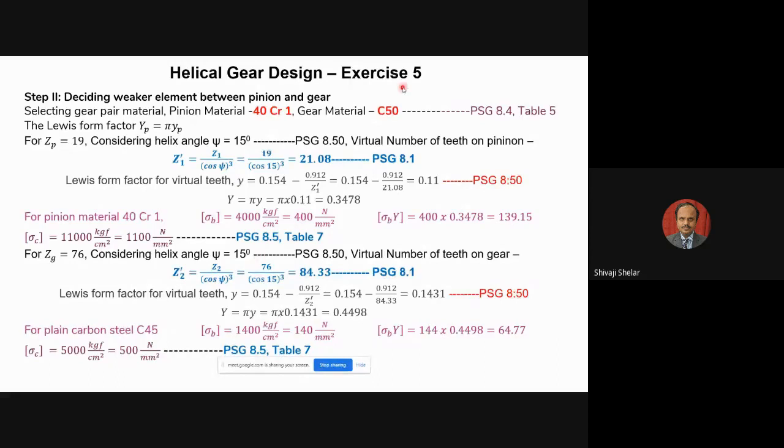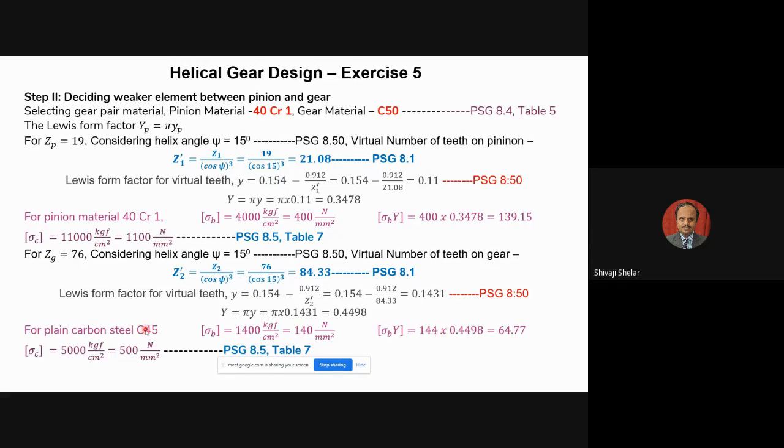So even C50 will have better than this property. So we are going for lower value, no issue. So we are getting sigma B as 140 and sigma C as 500. Then sigma B Y product here for gear material is coming as 64.77. So to identify the weaker element, we normally compare sigma B Y product. So this is for pinion 139 and sigma B Y for gear, it is 64. So from this observation, we come to know the gear is weaker element here.